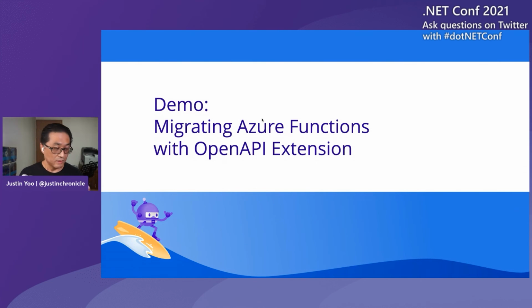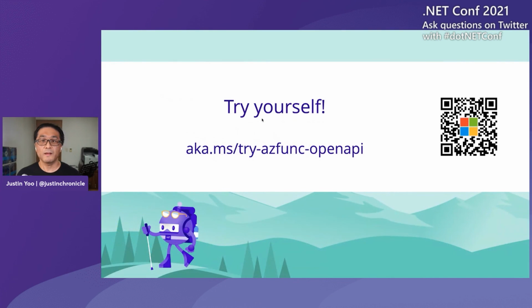If you have time, you can do it by yourself. So this is now your turn. First of all, get Visual Studio 2022. Then visit this page, aka.ms/try-azfunc-openapi, or scan this QR code. Then follow the instructions on the page, and you will be able to create the Azure Functions application by yourself and directly integrate it with API Management, right?